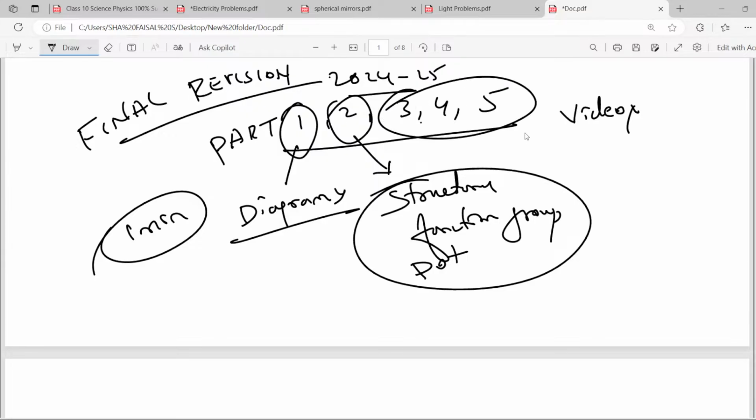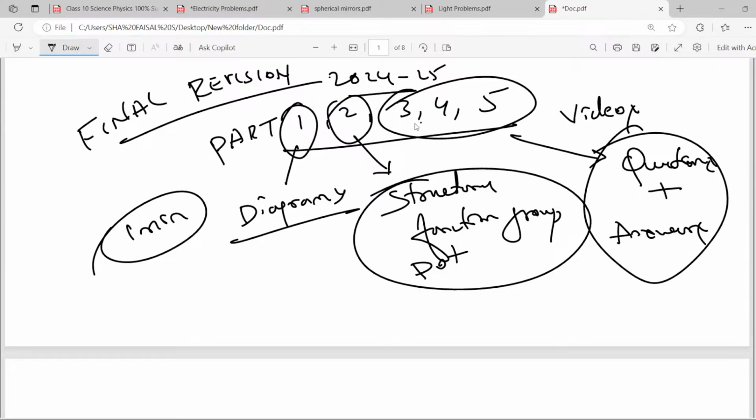Now parts 3, 4 and 5. In part 3, part 4 and part 5, believe me, I have given the kind of questions you can expect in your final paper. Similar to that, I have given the questions. In 3, 4 and 5, I have given readily all the very important questions. Not only the questions, along with that I have given the answers and solutions also in part 3, 4 and 5 videos.